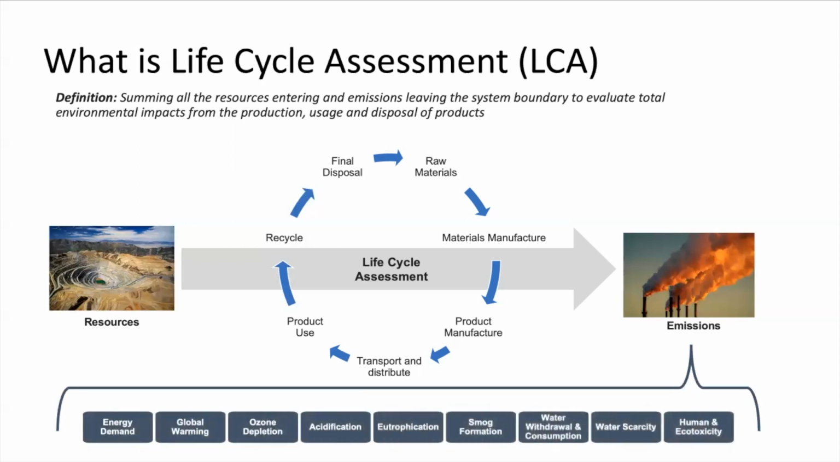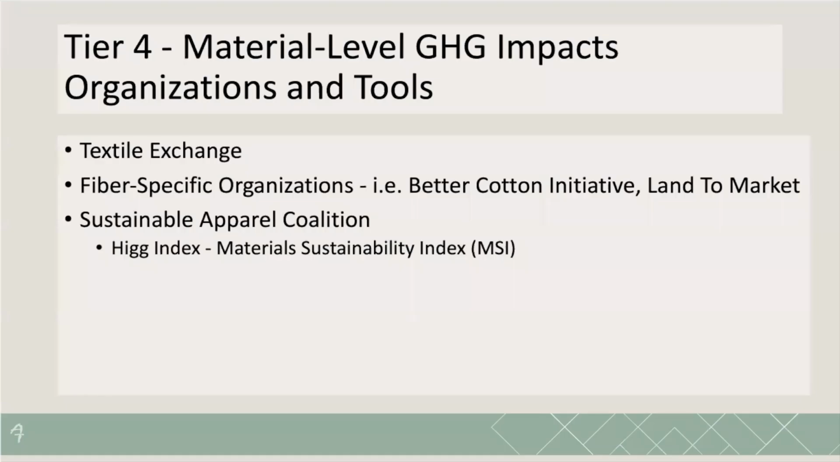Yeah, and these are all of the different categories of impacts that are captured within a typical life cycle assessment methodology. And then just a bit of a treatment of some of the key organizations that are working on climate impacts in Tier 4 in the raw materials phase. Of course, Textile Exchange, that's my organization. There are also a number of fiber-specific organizations.